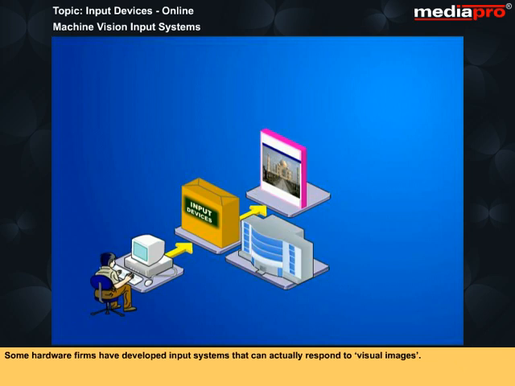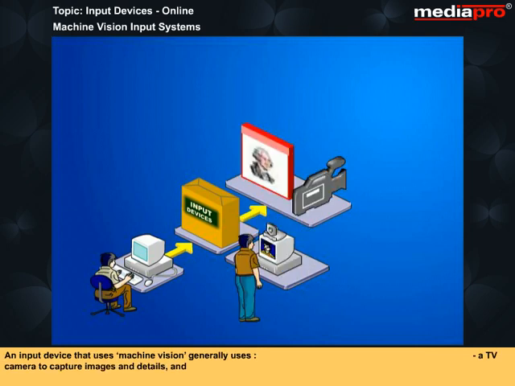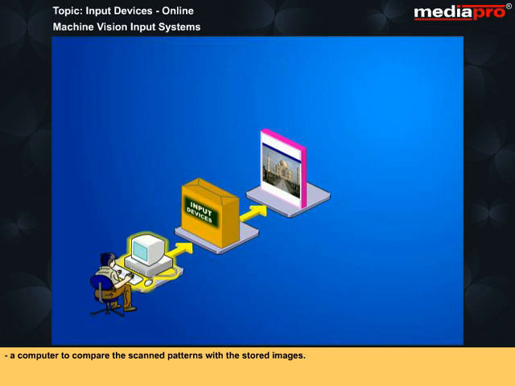Some hardware firms have developed input systems that can actually respond to visual images. An input device that uses machine vision generally uses a TV camera to capture images and details, and a computer to compare the scan patterns with the stored images.